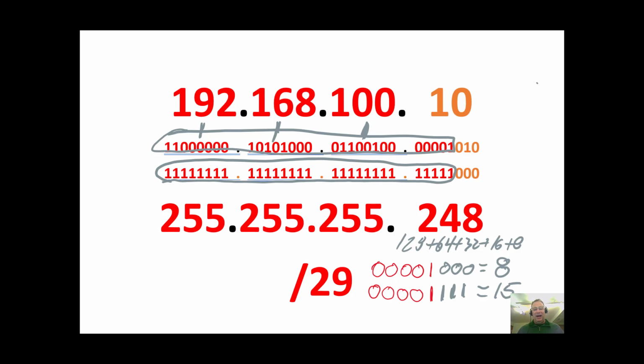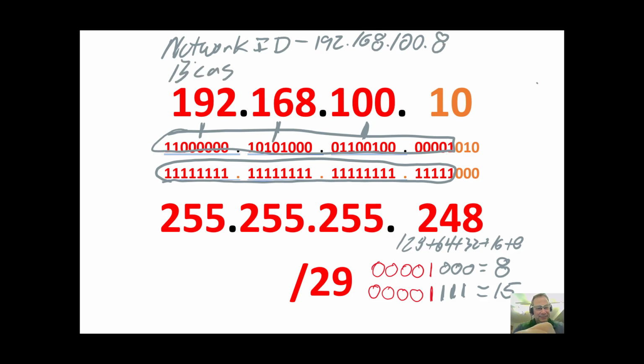And in this case, for the first time in all the videos, 192.168.100.10 is going to be in a network that doesn't have a network ID of 0. The network ID this time, we'll write it across the top. I'm so excited that it's not 0 this time. Network ID is going to equal 192.168.100.8. And our broadcast ID is going to be 192.168.100.15. And that's our new network.